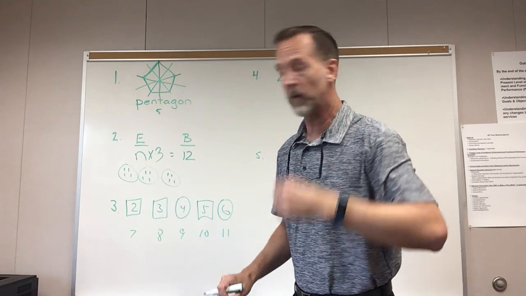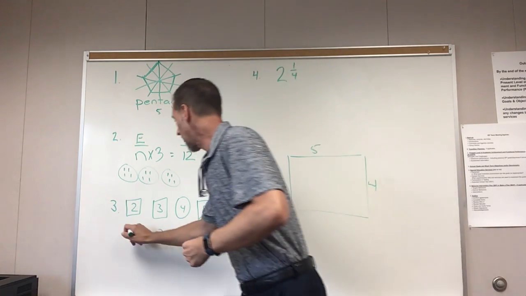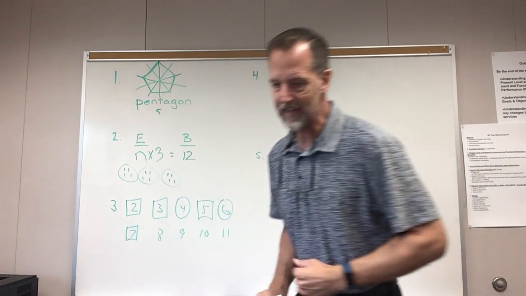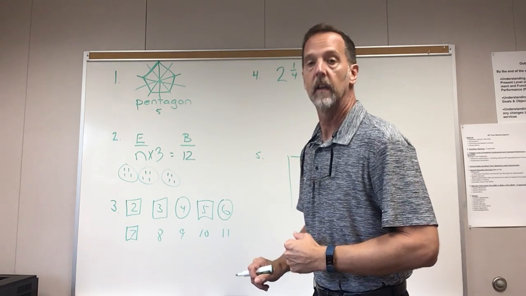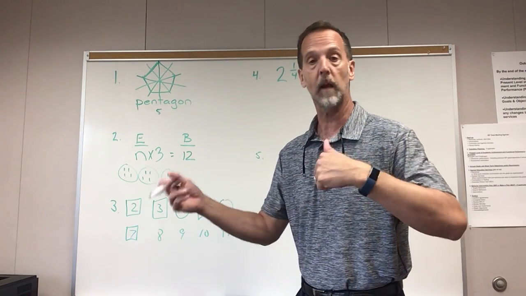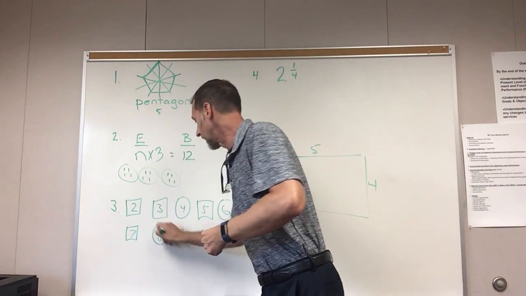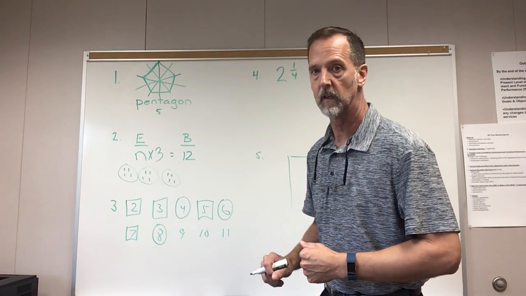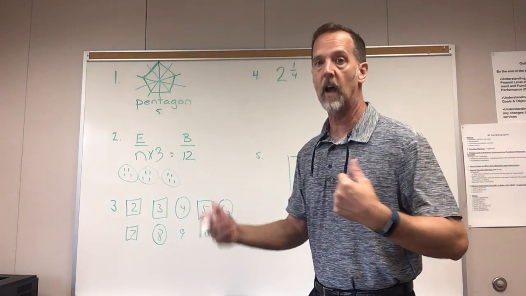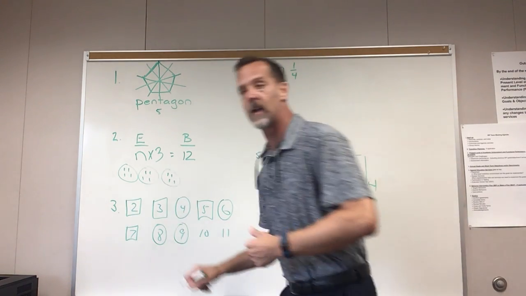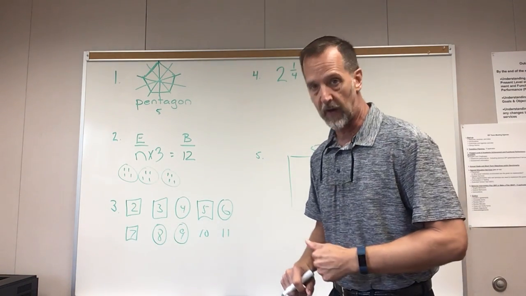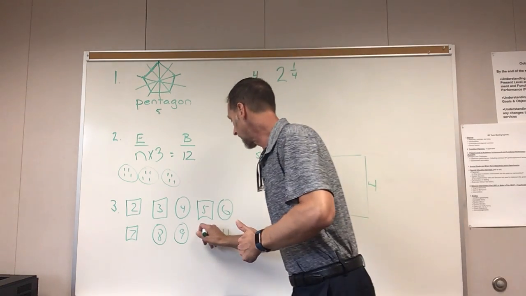7, prime or composite? Prime gets a box. 8, prime or composite? It's composite. 1 times 8, 2 times 4, it gets a ring. 9, prime or composite? Composite. 1 times 9, 3 times 3, gets a ring. 10, prime or composite? Composite. 2 times 5, 1 times 10, gets a ring.